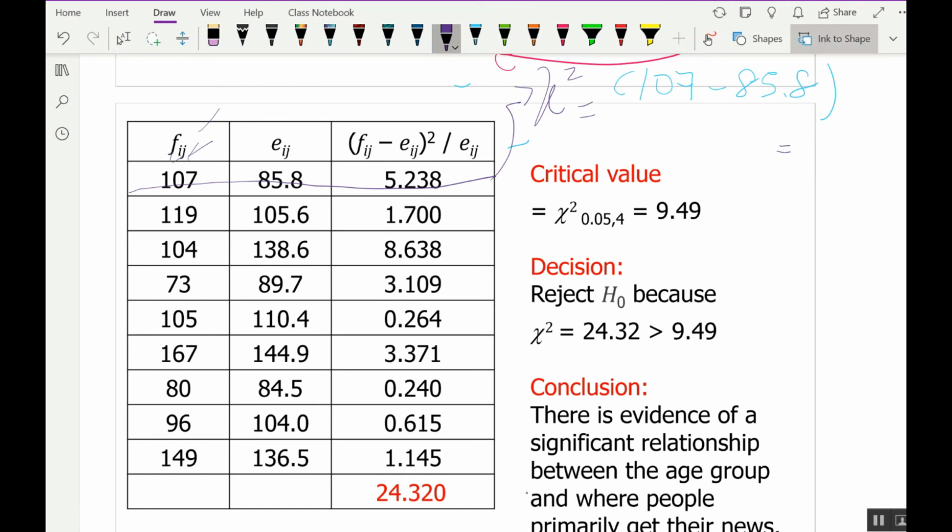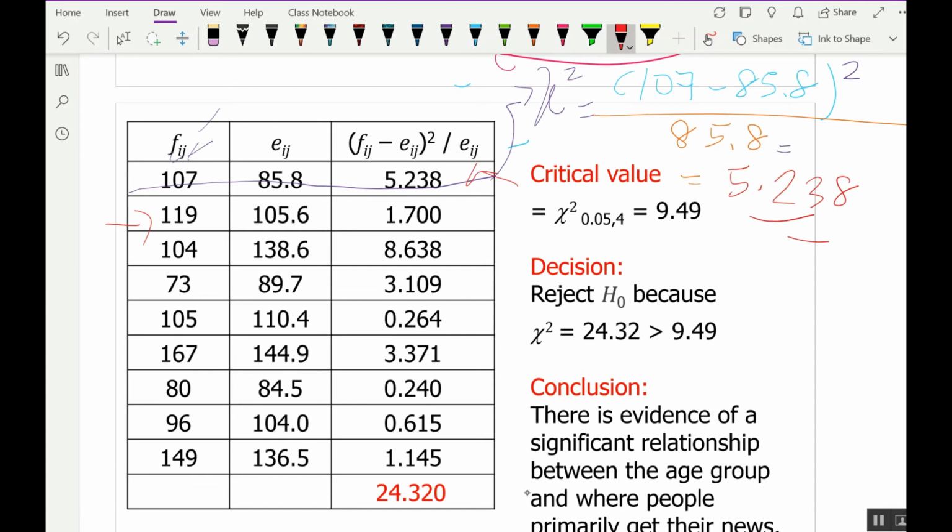So you need to square this one. Okay, done. Squared. And then you divide by Eij only, which is 85.8 for this question. So basically you should be getting 5.238, same like this one.